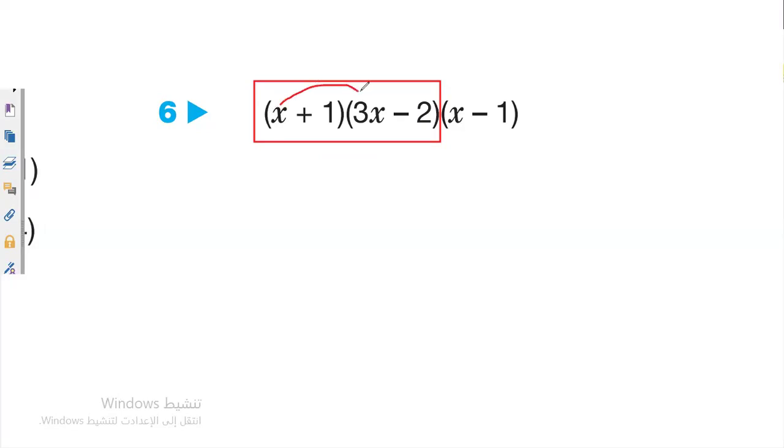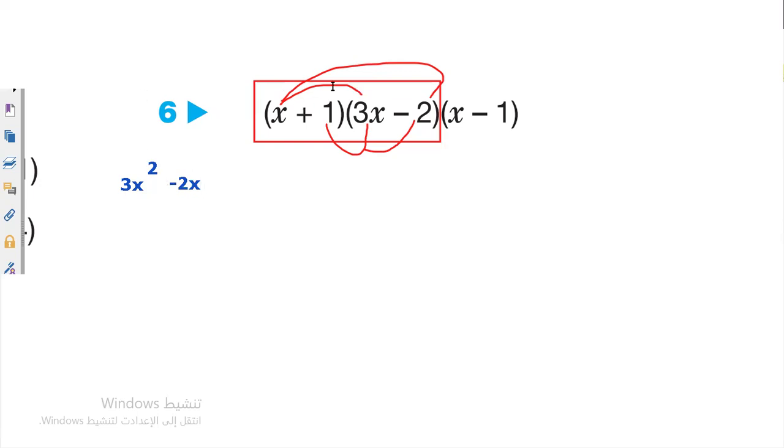So this one multiplied by the first one, let's take this down, and then multiplied by the second one. Same idea, this one by the first one and by the second one. So the answer will be x, first one, 3x times x is going to be 3x power of 2. And then x times negative 2 is going to be negative 2x.